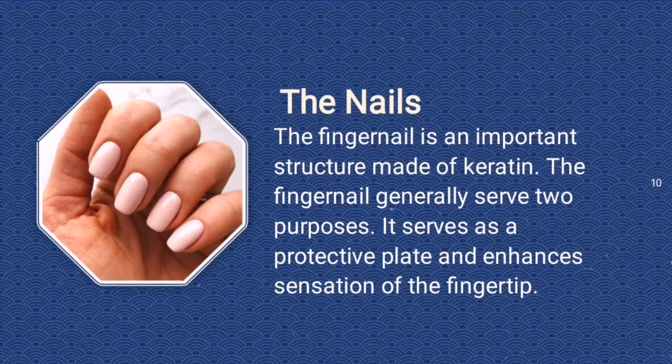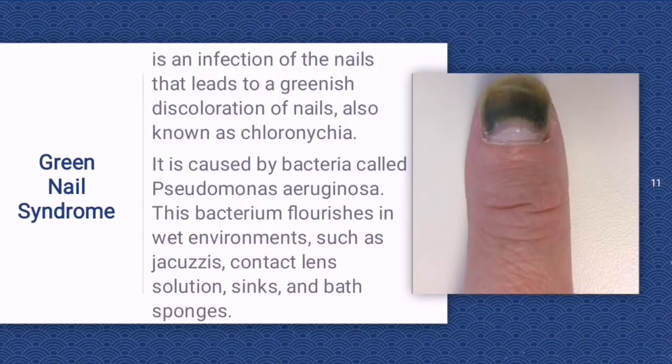The next part of the integumentary system is the nails. The fingernail is an important structure made of keratin. The fingernail generally serves two purposes. It serves as a protective plate and enhances sensation of the fingertip. The first nail disorder we have is the green nail syndrome. It is an infection of the nails that leads to a greenish discoloration of nails, also known as chloronychia.